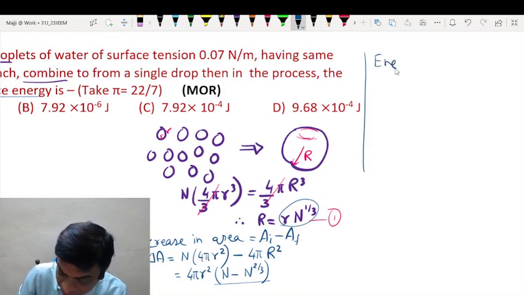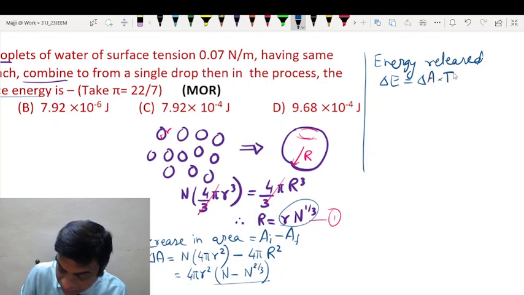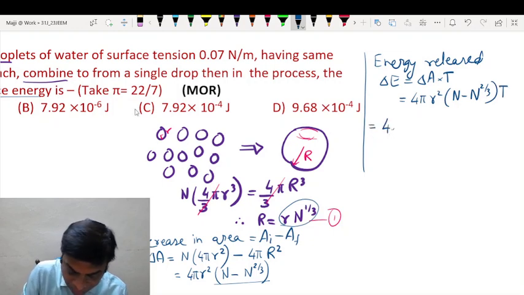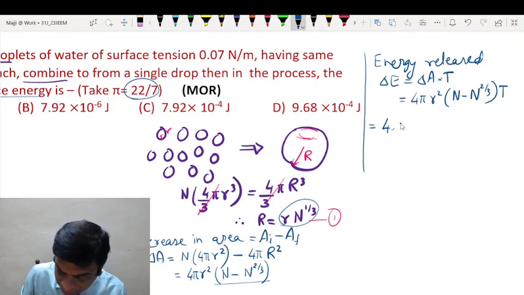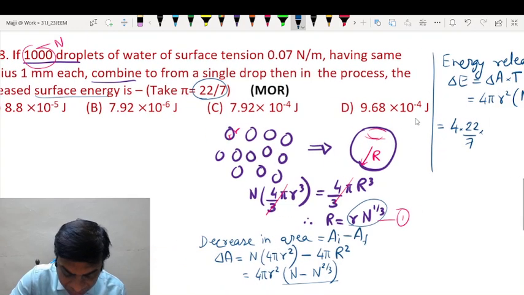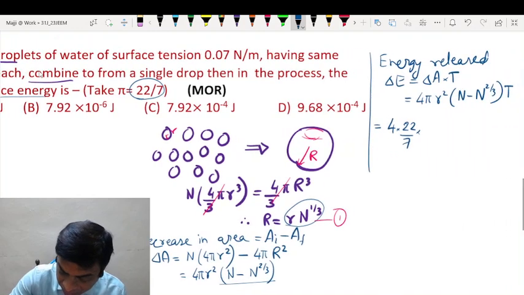So energy released will be decrease in area multiplied by surface tension, that is 4 pi r square into n minus n to the power 2 by 3 into surface tension. So 4 into pi, we have to take pi as 22 by 7. Radius is given as 1 millimeter. You can see it is 1 millimeter.